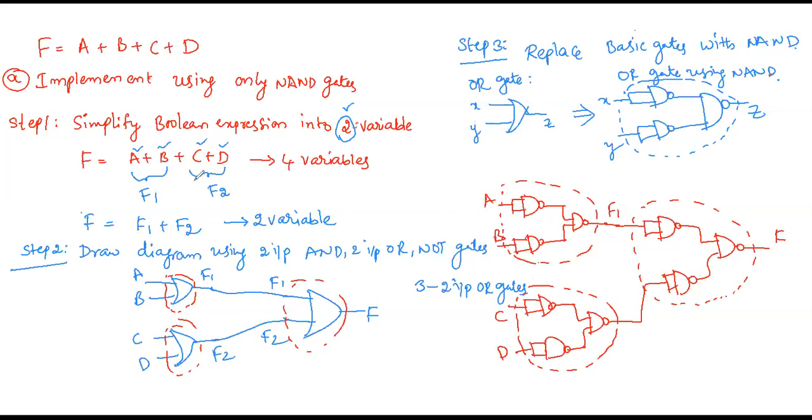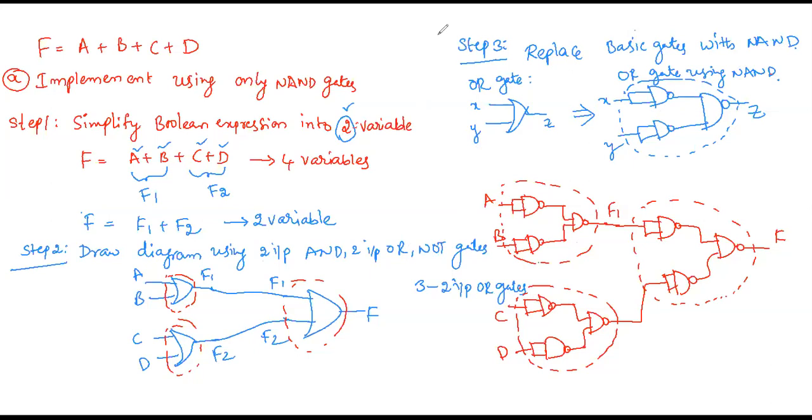In step 1, we are simplifying the Boolean expression into 2 variables by considering 2 variables as a group. So consider two variables as a group and try to simplify into only two variables. Then draw the diagram using NOT gate, AND gate, OR gate to input. Now replace basic gates with NAND. Wherever the OR gate is there, replace the structure.